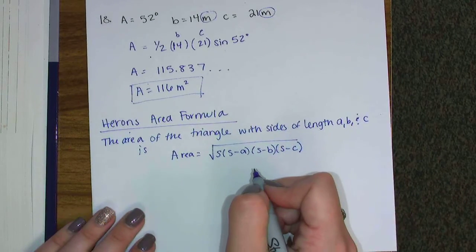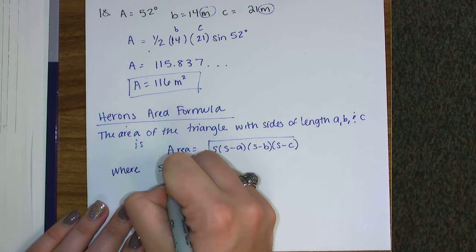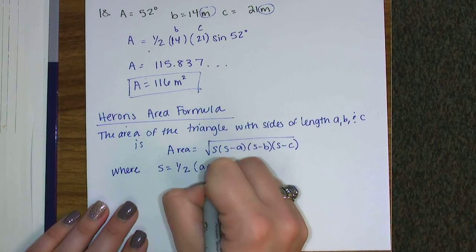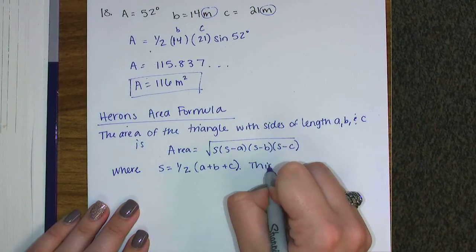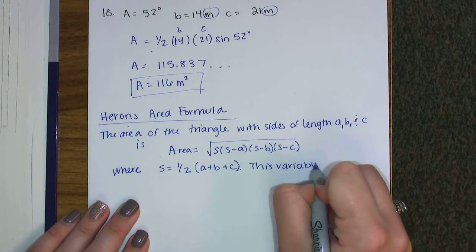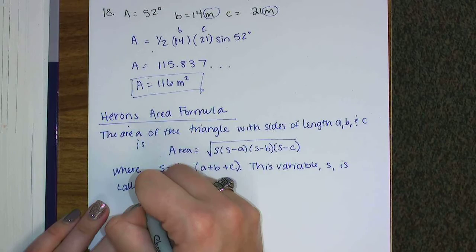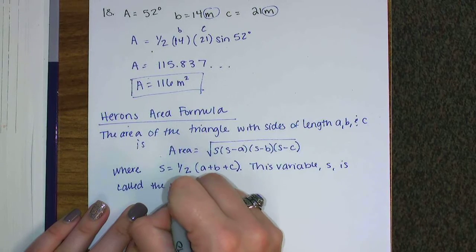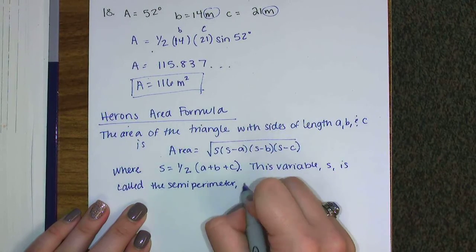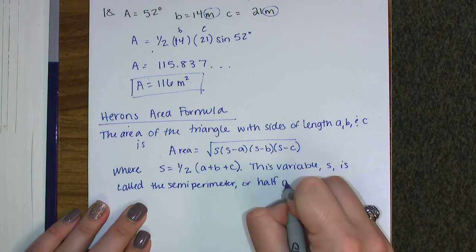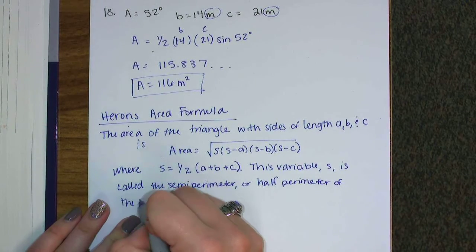Sorry, that's really crooked. Where S is equal to 1/2 A plus B plus C. This variable S is called the semiperimeter, or half perimeter, of the triangle.